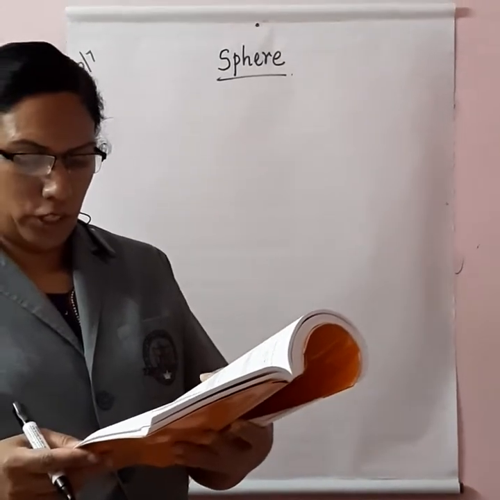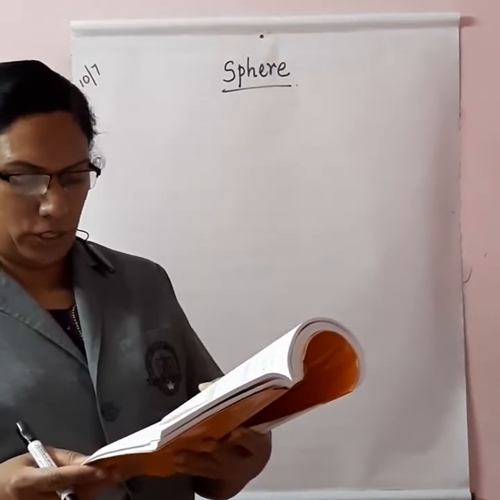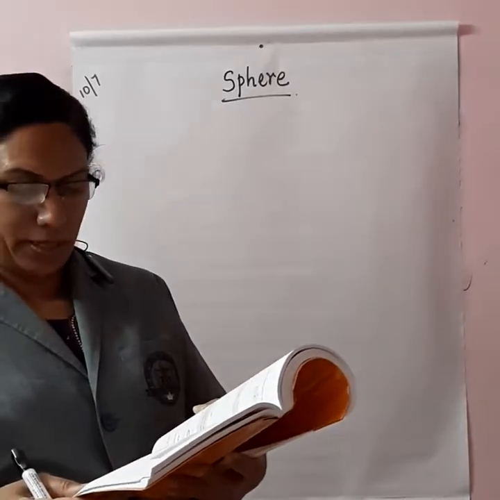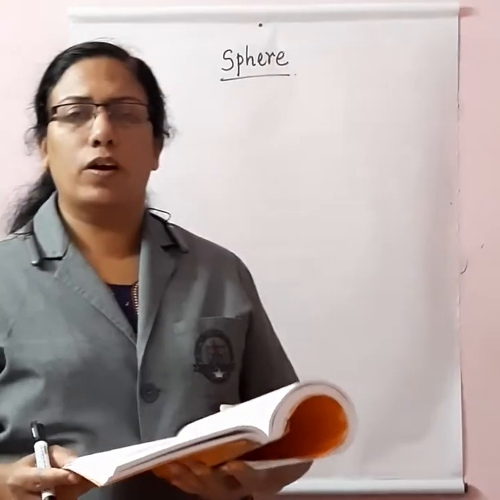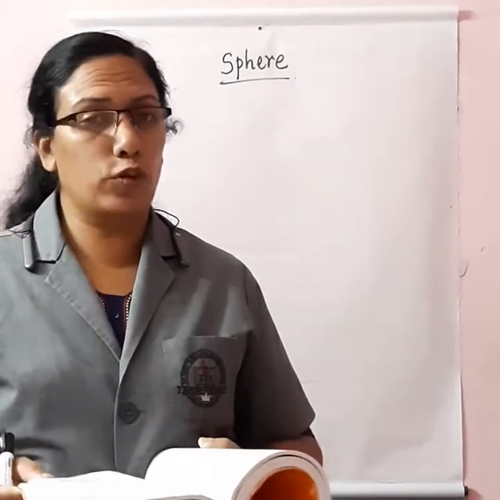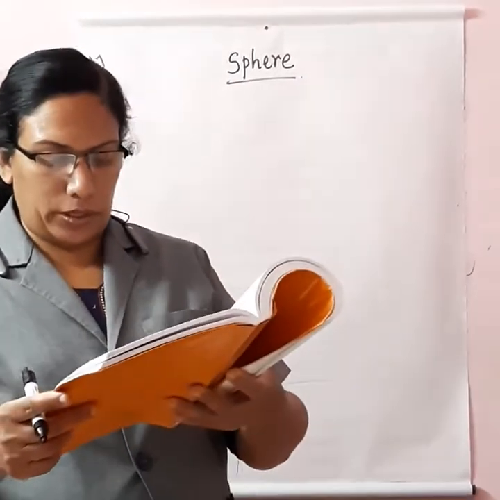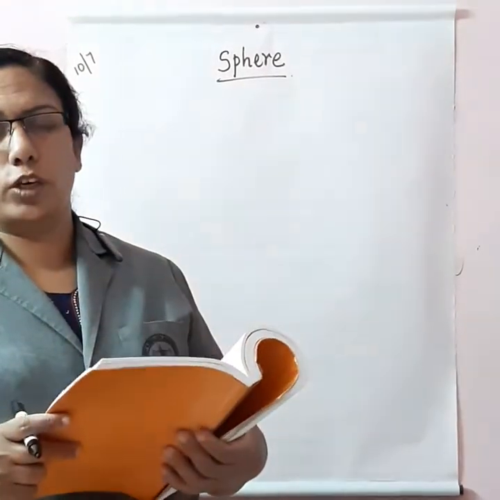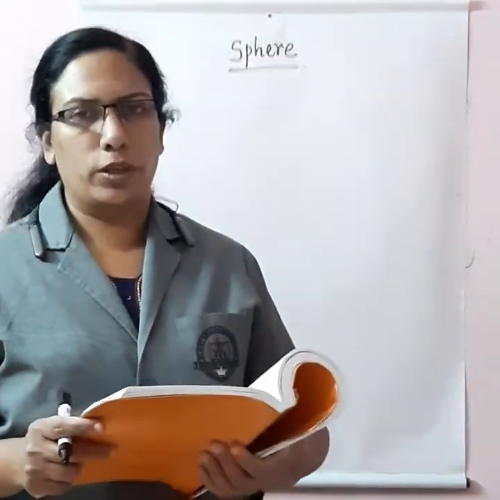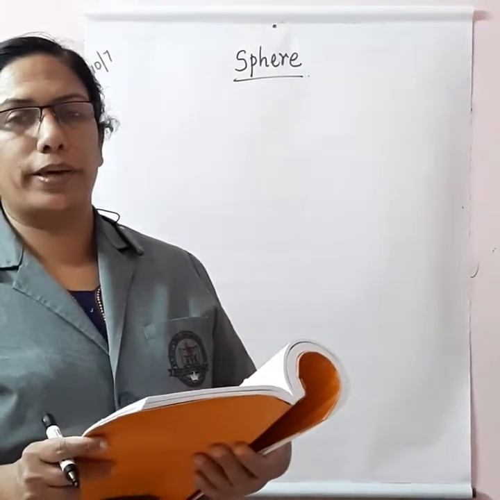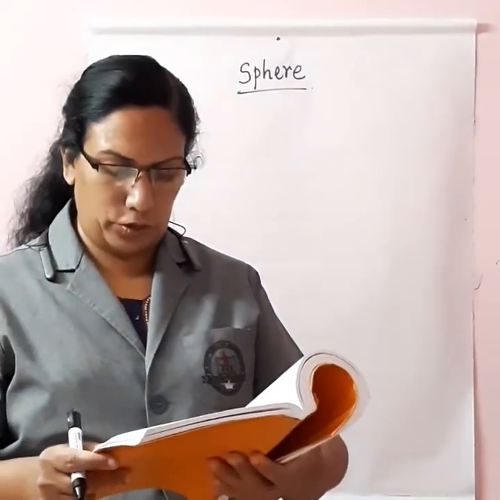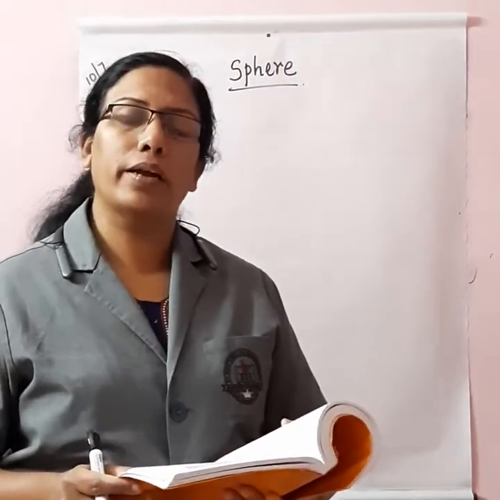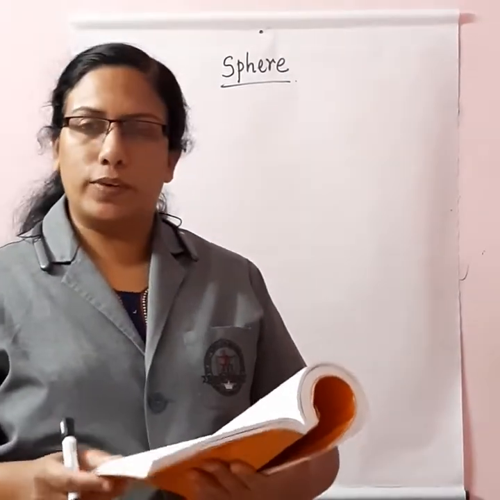See the first question. The surface area of the sphere is 2464 centimeters square. What do you understand by surface area of the sphere? It is 4 pi r square. So you have to write 4 pi r square is equal to 2464. Now question is find its volume. Volume is what? 4 by 3 pi r cube. So from the first equation, 4 pi r square is equal to 2464. You find what is r. Then you substitute for r in 4 by 3 pi r cube. You will get the volume.